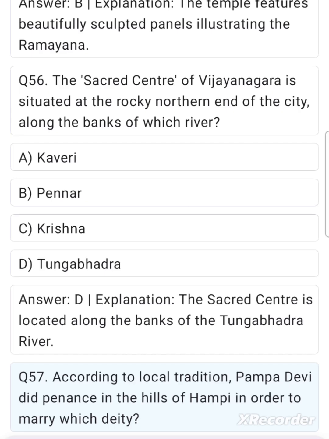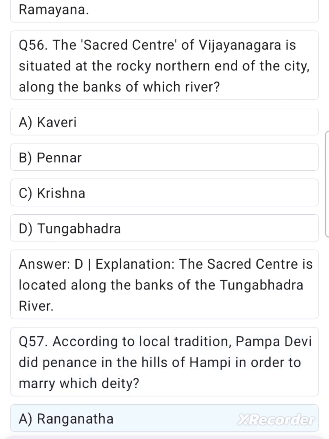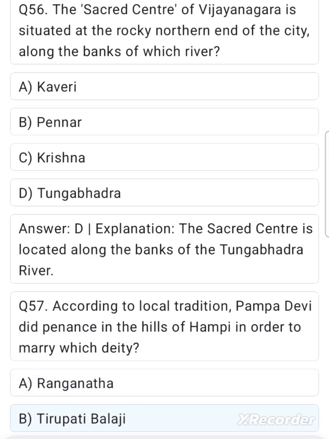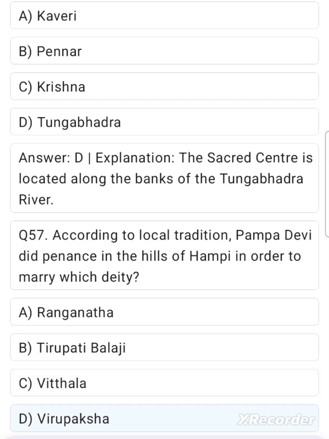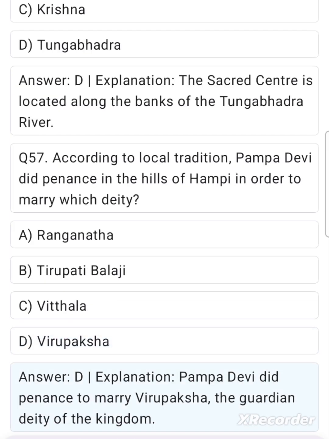Q57. According to local tradition, Pampa Devi did penance in the hills of Hampi in order to marry which deity? A. Ranganatha. B. Tirupati Balaji. C. Vitthala. D. Virupaksha. Answer. D. Explanation. Pampa Devi did penance to marry Virupaksha, the guardian deity of the kingdom.